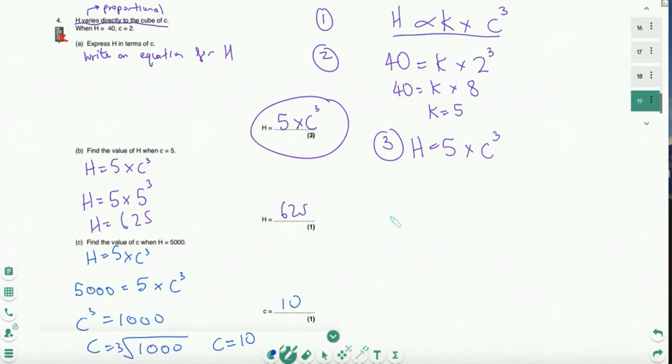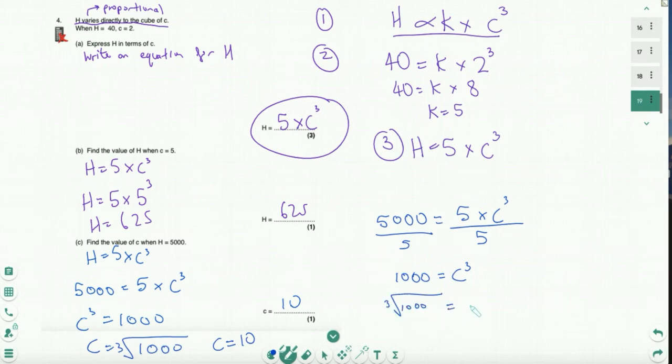Another way is you can solve it like this. 5,000 equals 5 times c cubed. C is being cubed, then times by 5. Since the goal is to get c by itself, we're just going to work backwards. So we're going to get rid of the 5 first. If it's times by 5, we're going to divide both sides by 5. 5,000 divided by 5 is 1,000 equals c cubed, because those cancel out. And now to get rid of the cubed, we cube root both sides. So cube root 1,000 will give us c, and that's going to be 10. That's another way of doing it.